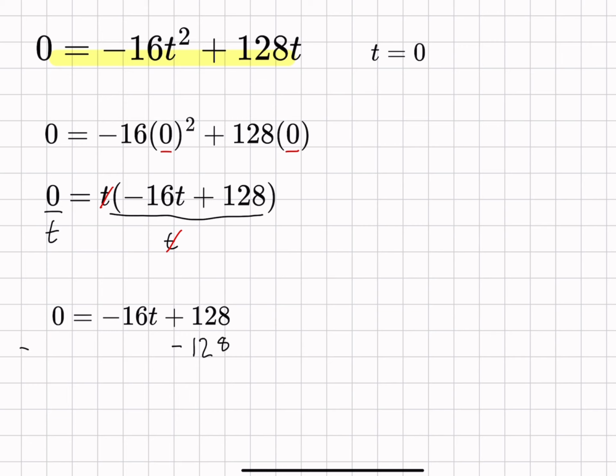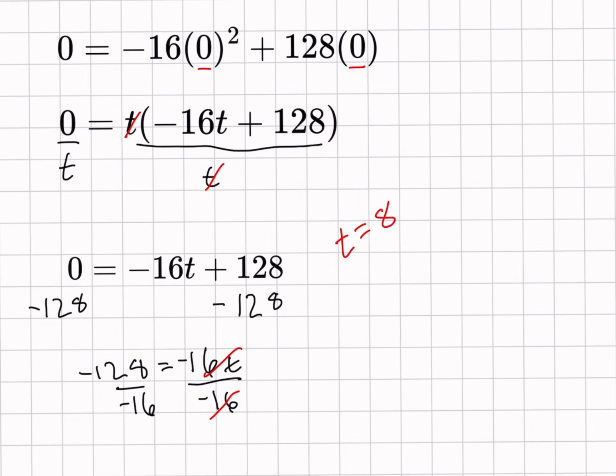I'm going to start by subtracting 128 from both sides, and I'm left with negative 128 equals negative 16t. And when I divide both sides by negative 16, I'm left with t equals 8. So that means our object falls and hits the ground at 8 seconds.